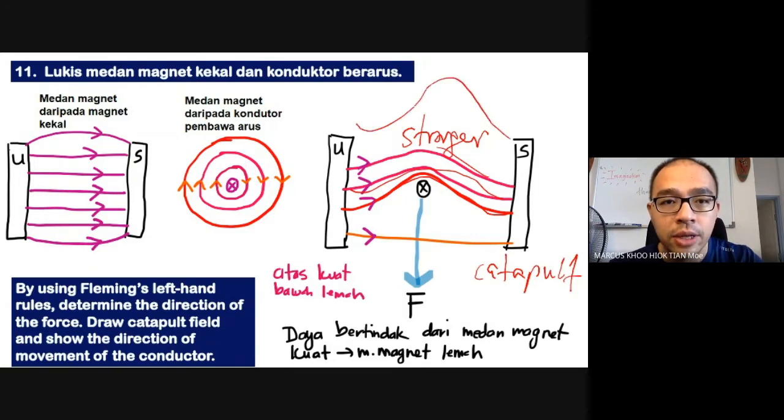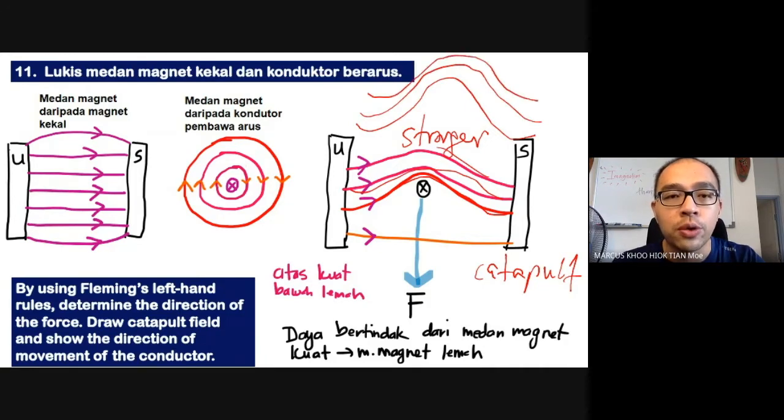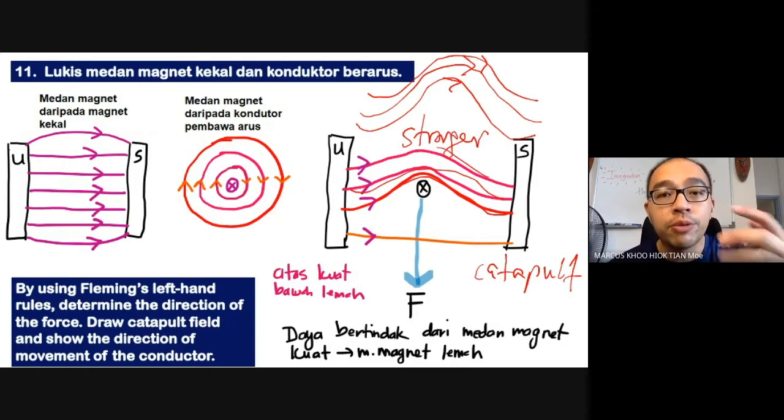Sorry, I don't know how many of you played with a catapult before, but if you have ever had the chance to hunt birds, or hunt pigs with a catapult. Is there anyone who hunts pigs with a catapult? Anyway, the stronger magnetic field, because it is so strong, produces this catapult effect. So when you draw the magnetic field lines, make sure you draw it as if it is a catapult.